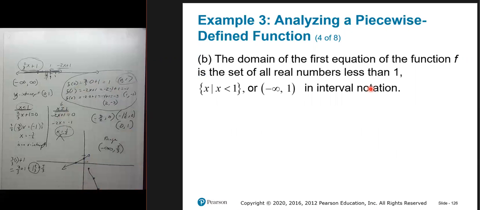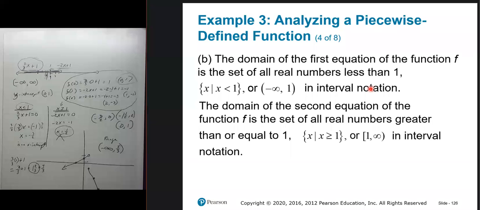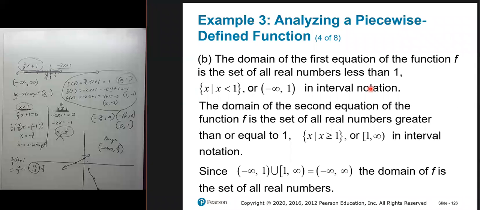And then the domain of the first equation is the set of all real numbers less than 1, and the domain of the second equation includes 1 and goes up. So it includes all real numbers.